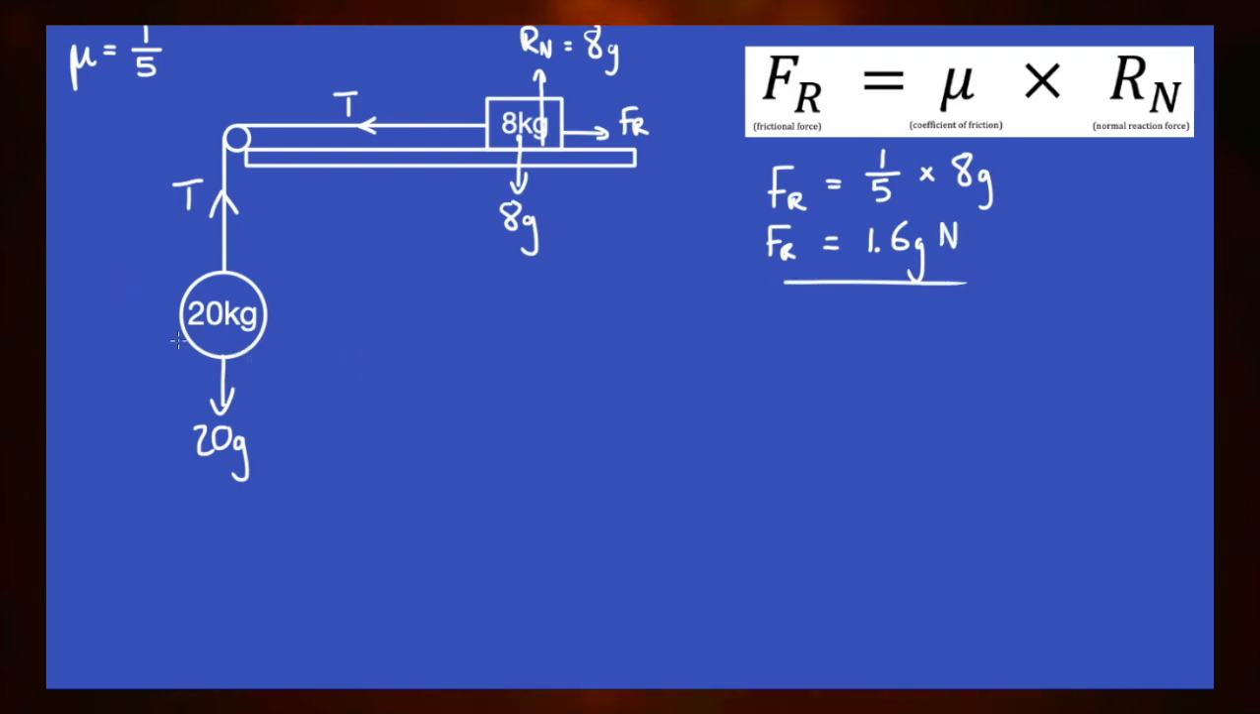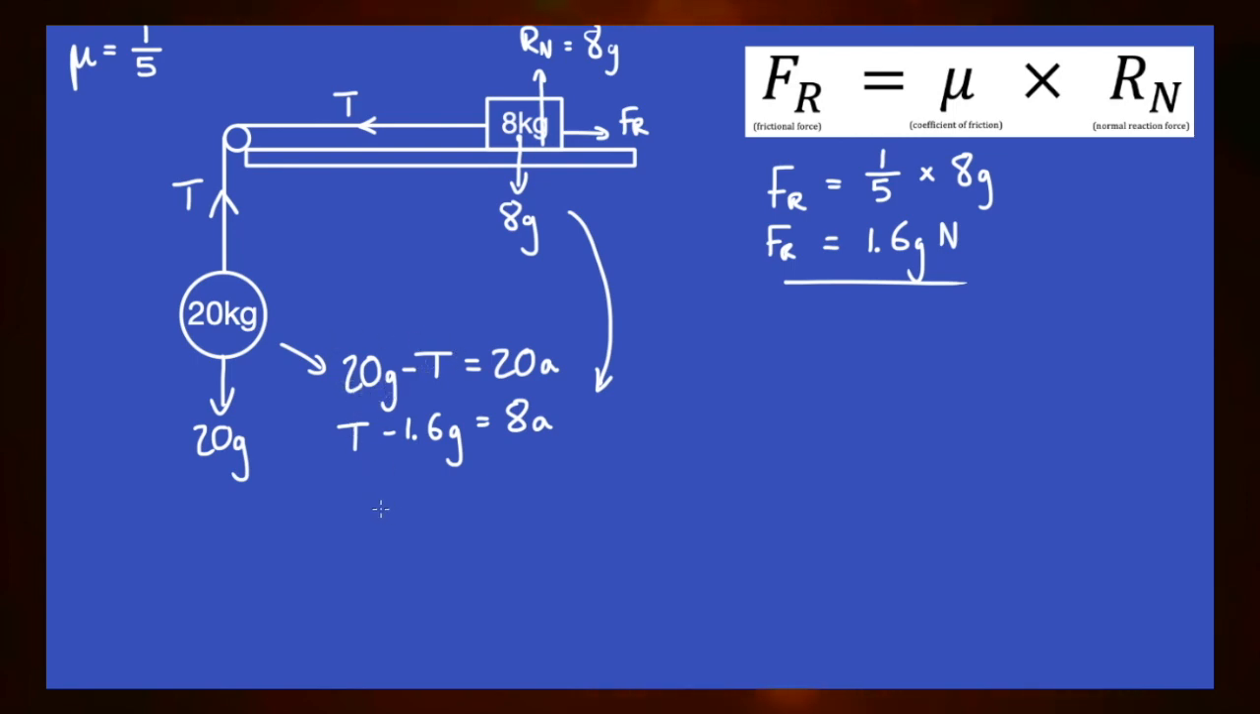Now I'm going to go back to my connected particles method. I'm going to draw an equation for this first particle, and this is going to be 20G minus T equals 20A. And for my second particle, I have T going to the left. The force to the right is FR, which I know from here is 1.6 G. And this equals 8A.